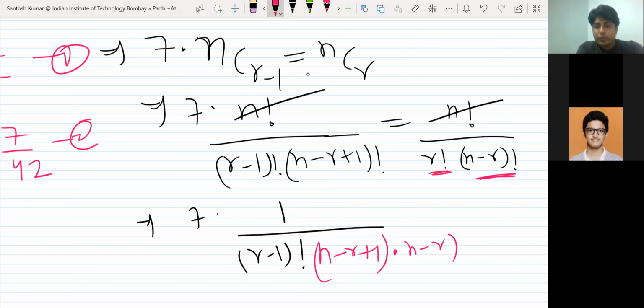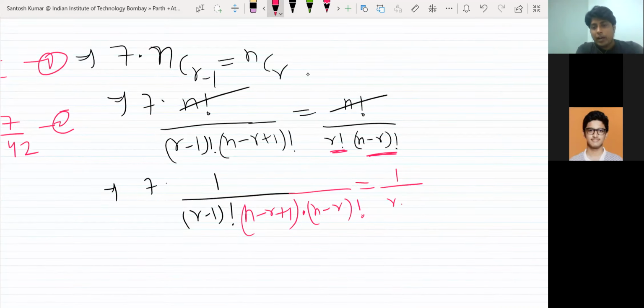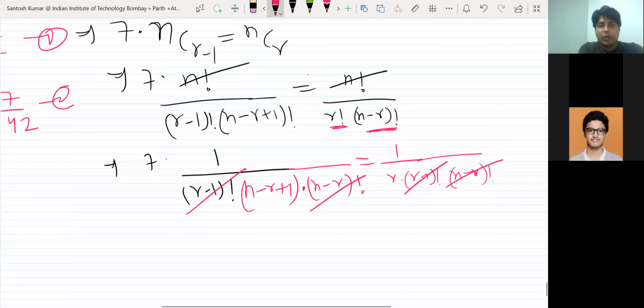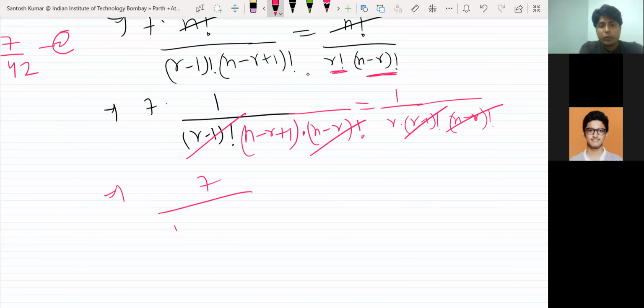So n minus r plus 1 into, you take 1 minus, subtract 1. So you will be left with n minus r factorial and 1 upon. Here r factorial can be written as r into r minus 1 factorial. Okay, and keep the n minus r factorial as it is. So what we have now, this cancelled with this and this cancelled with this. So we have now 7 upon n minus r plus 1 and 1 upon r.